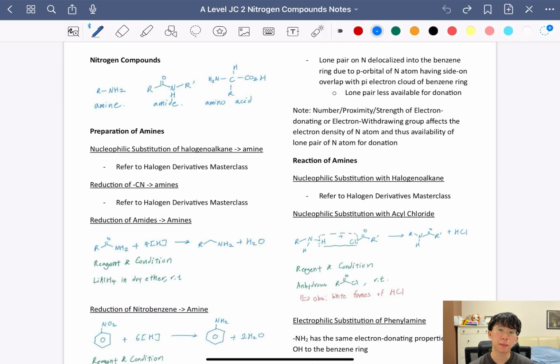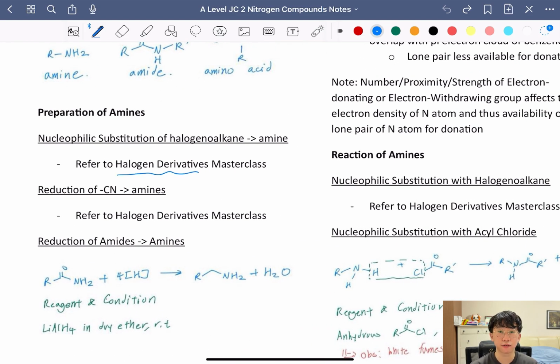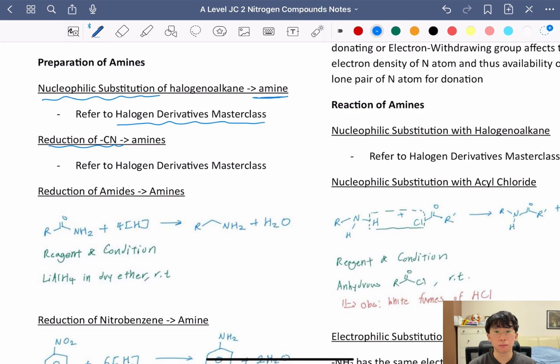Let's start off with amines. For amines, we've already been covering that in some of our previous chapters, for example our halogen derivatives masterclass, where you can do nucleophilic substitution of your halogen alkane and you can get your amine. So do refer to that lecture if you need a slight recap or if you've forgotten some of the content already. We can also do reduction of your CN group or your nitriles group in order to get your amines. So again, this is also covered in your halogen derivatives masterclass.